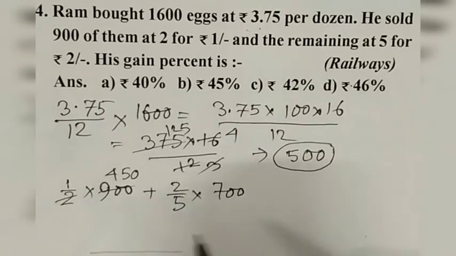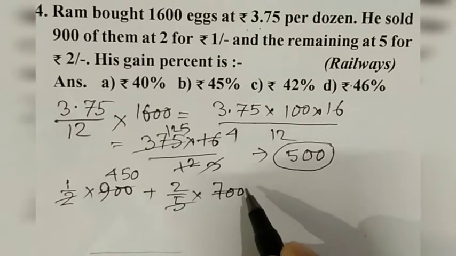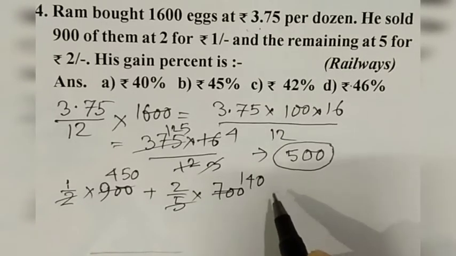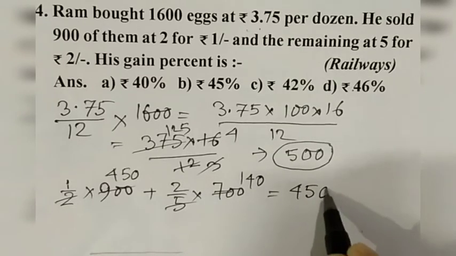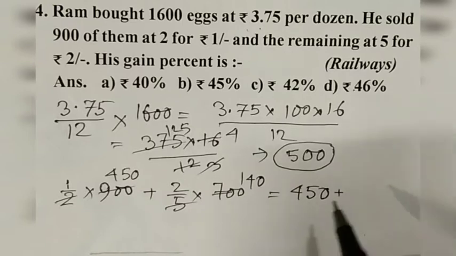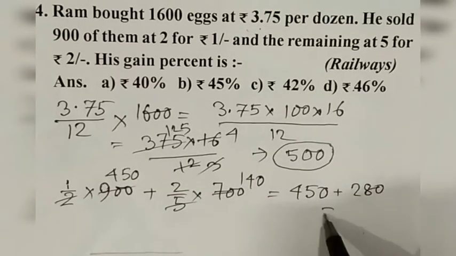450 140 equal to 450 plus 280 equal to 730.